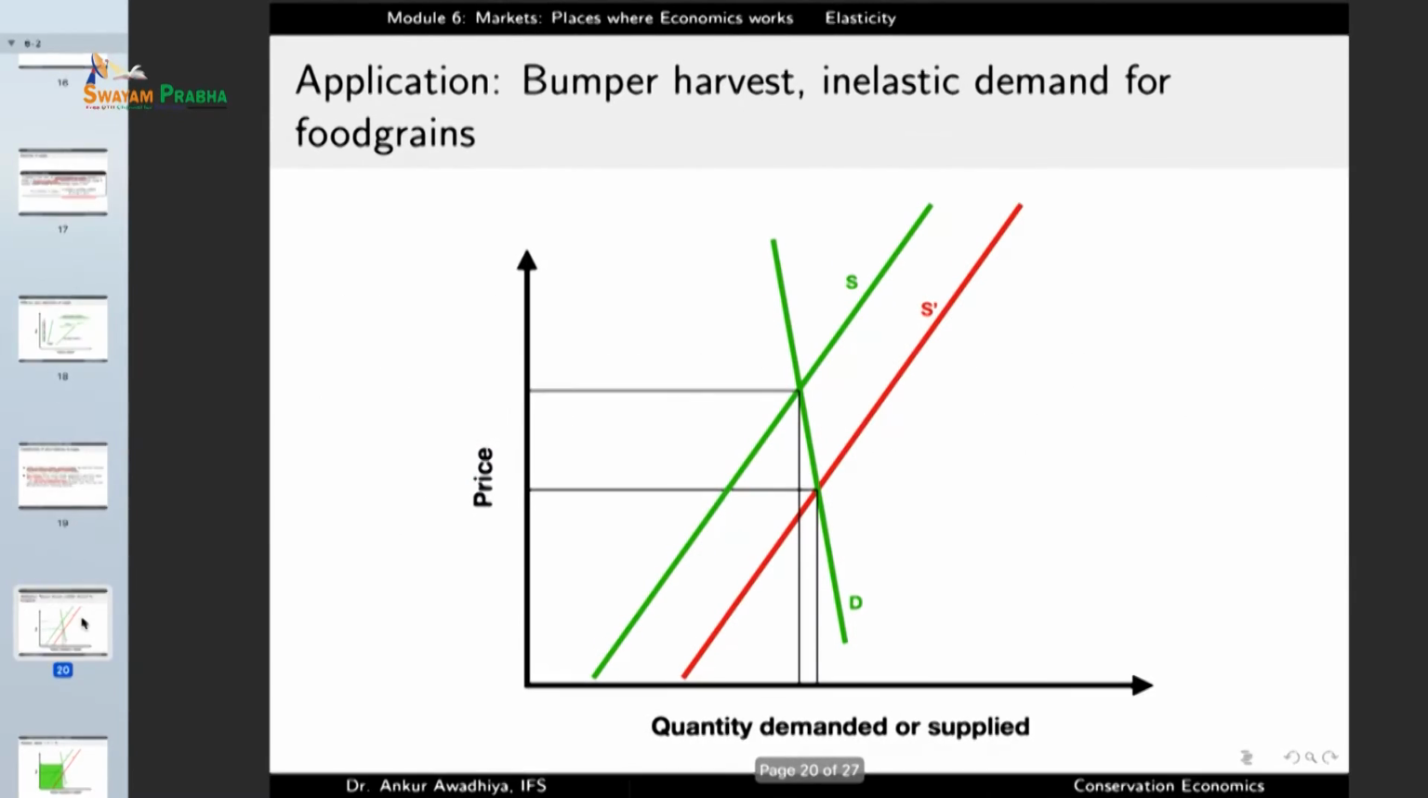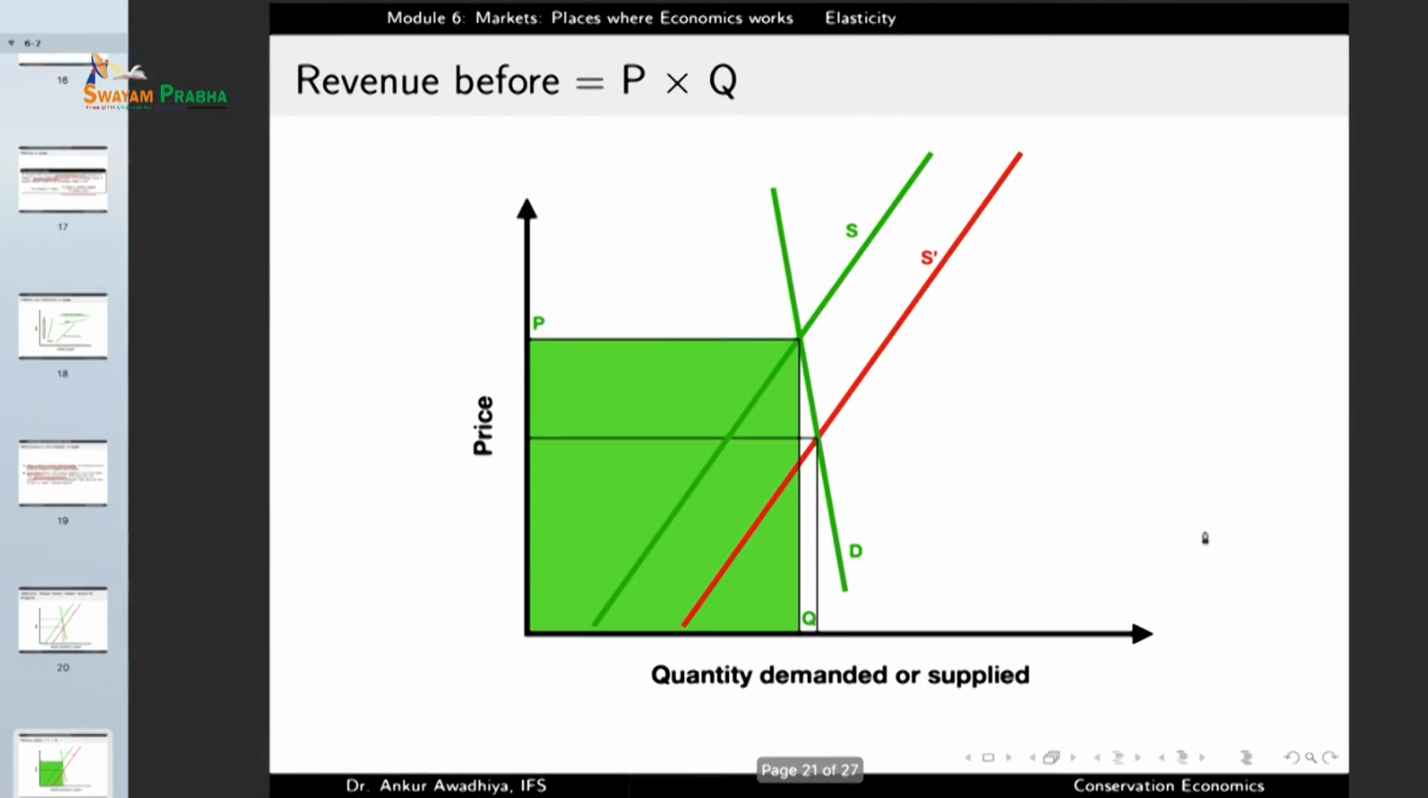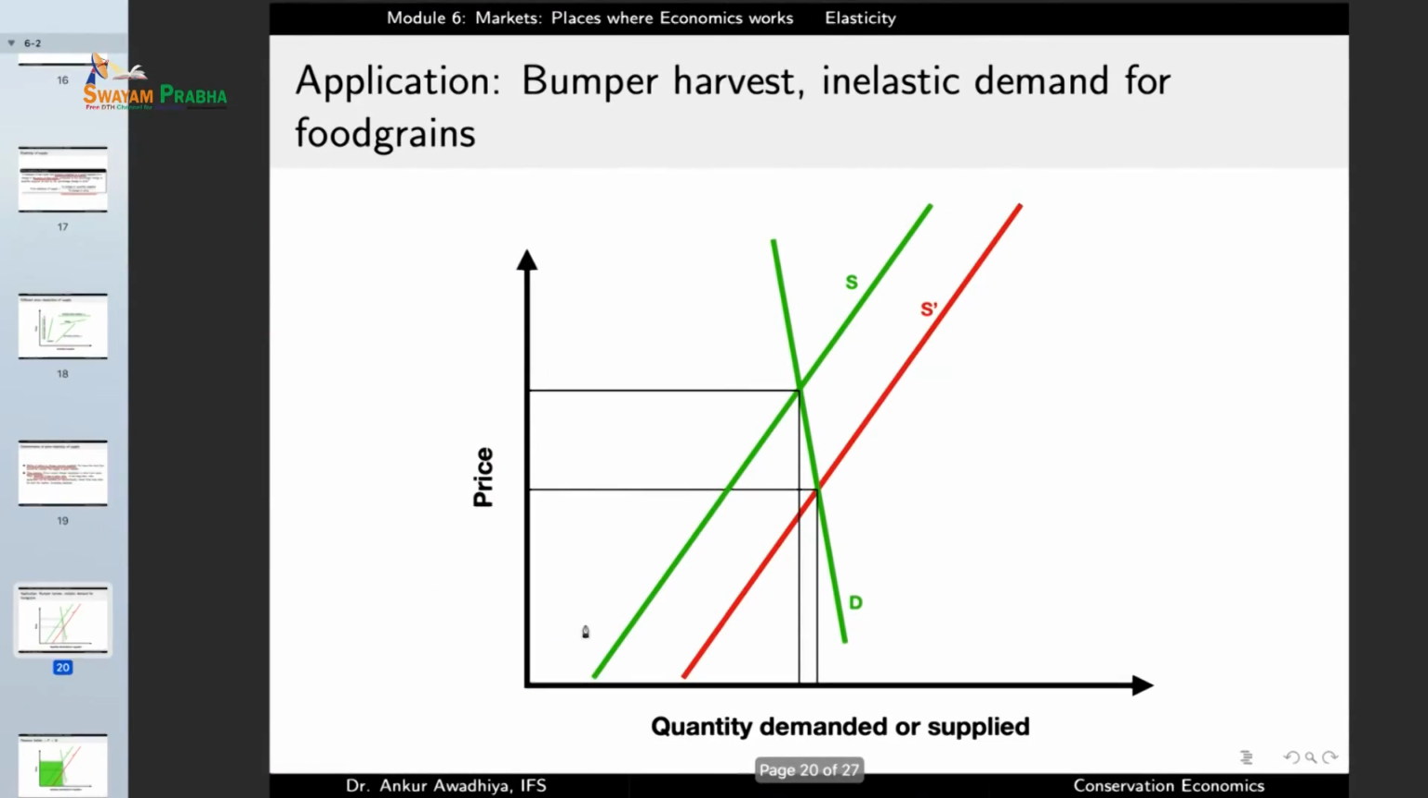Now, why are we interested in knowing elasticity? This is because it changes a number of consequences in the market. So, let us look at this application. If there is a bumper harvest, what happens to the amount of revenue that the farmer earns? So, what we are saying here is that earlier there was a fixed supply of food grains by the sellers, or in this case, the agriculturists.